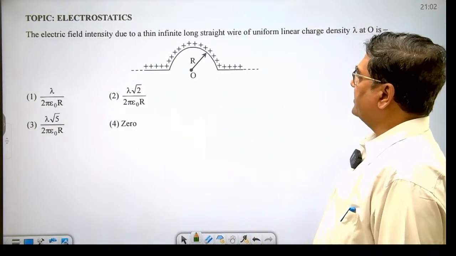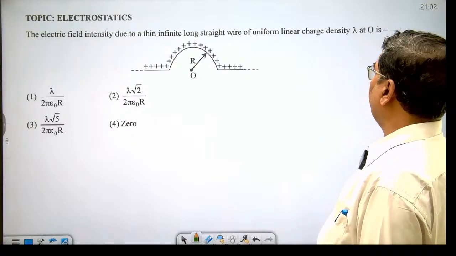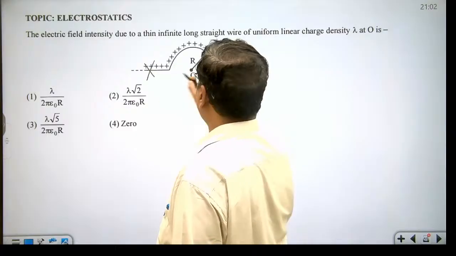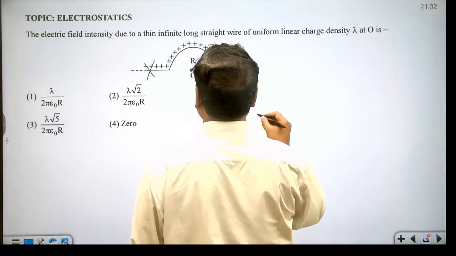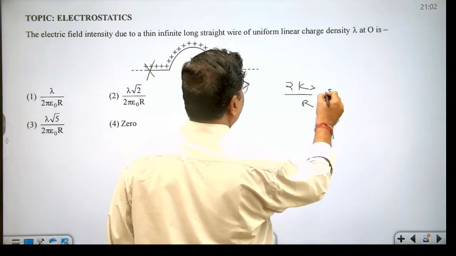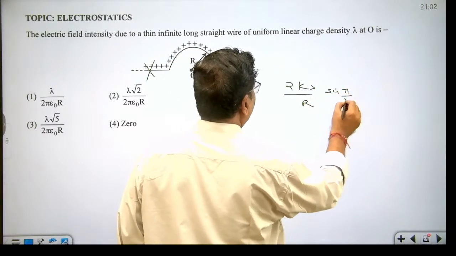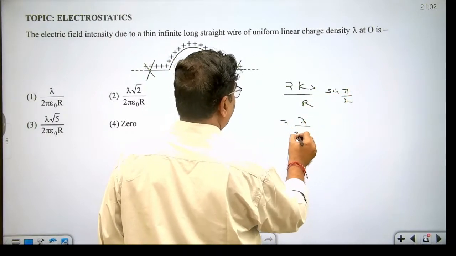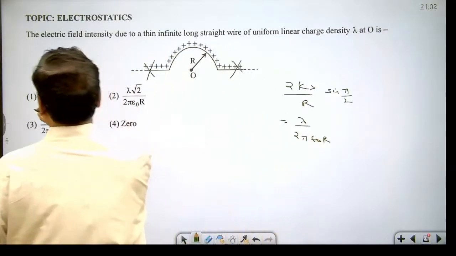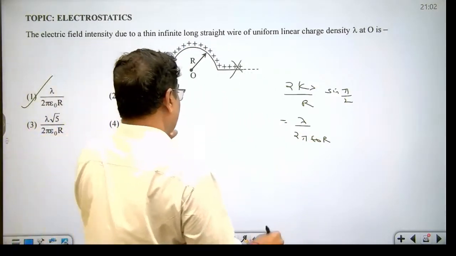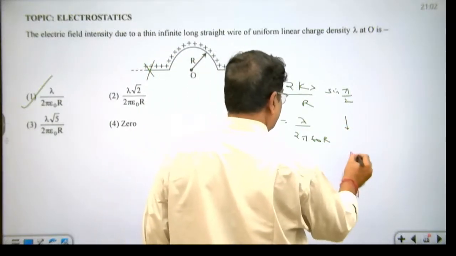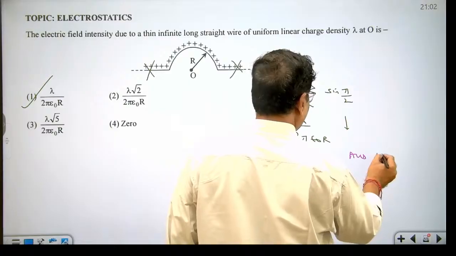The electric field intensity due to a thin, infinitely long, straight wire of uniform linear charge density lambda at O. Electric field due to this wire and this wire will get cancelled, and electric field due to this semicircular part is equal to 2k lambda upon r sine phi by 2. This is lambda upon 2 pi epsilon 0 r, and the direction will be this. So out of 4 choices, the correct answer is option 1.